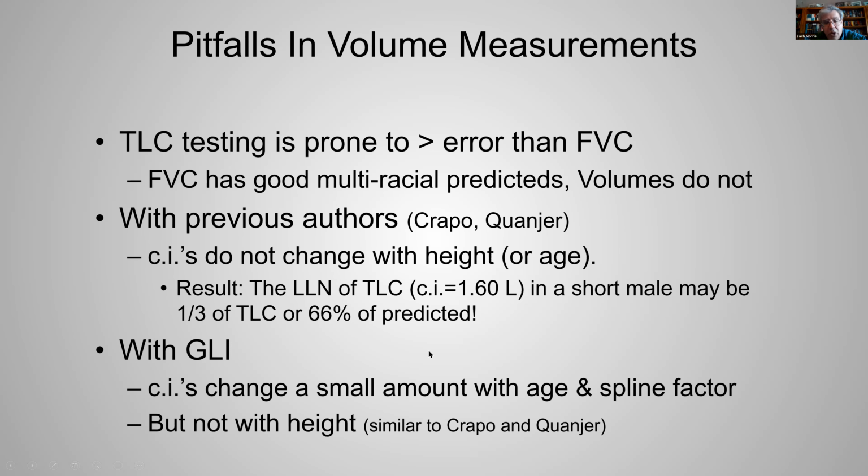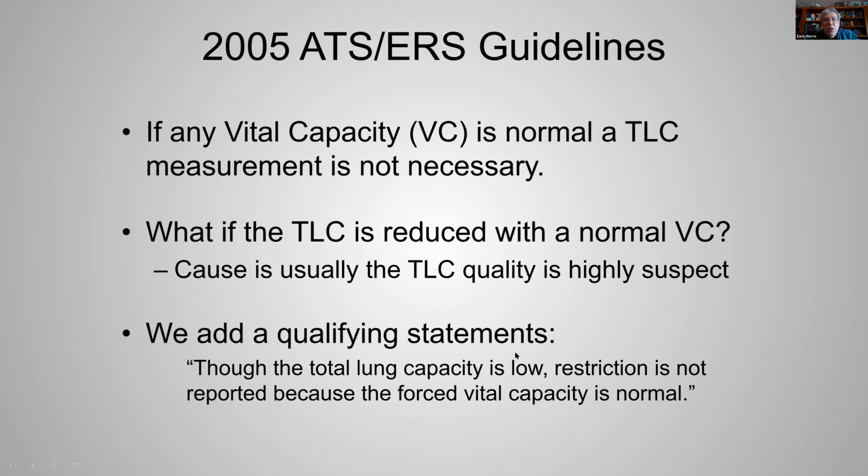So if you're a 5'2" male, your confidence interval could be down like 34% lower than predicted, or at 66% of predicted value. You could be 66% of predicted and still be normal. Now with GLI, we've already showed you that the confidence intervals do change a small amount with age and the spline factor, but again, the confidence interval doesn't change with height with GLI. Now, the ATS 2005 guidelines: it'll be interesting to see what the lung volume guidelines say on this, but 2005 is all we have to go on right now.